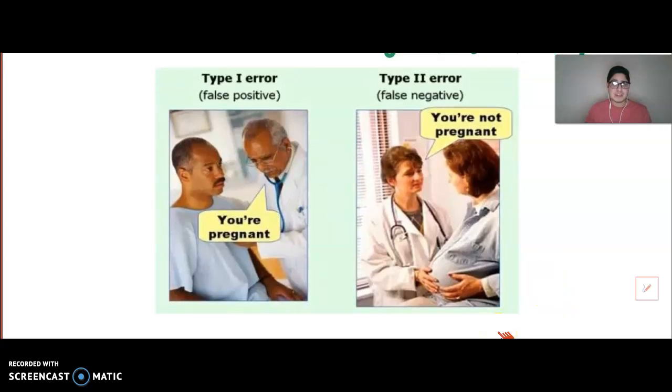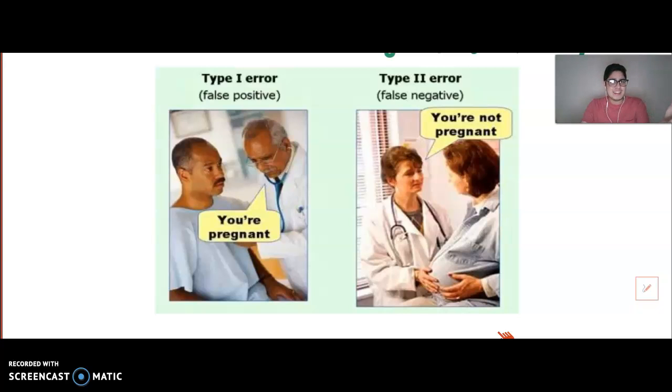And here's just a helpful picture of our errors and power. So a type 1 error is essentially a false positive. For example, if we assume that both of these patients here were cisgender, and we're telling this guy that he's pregnant.